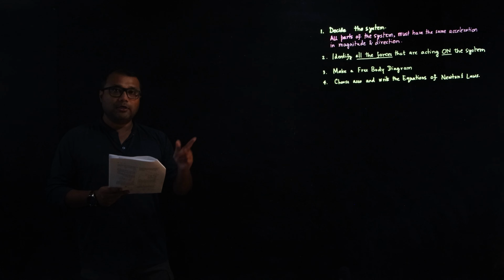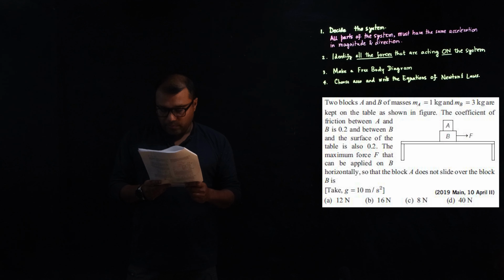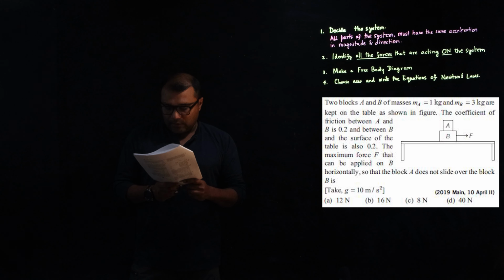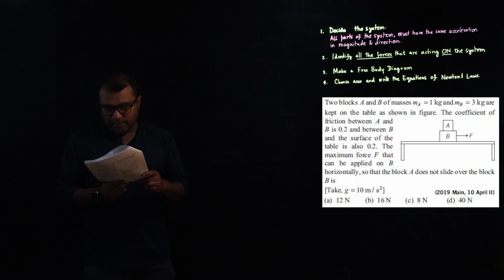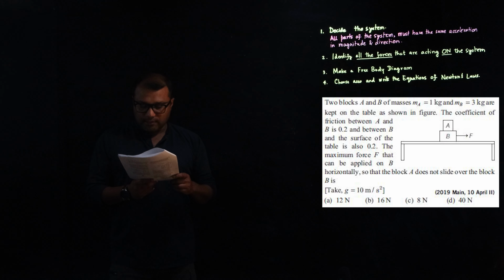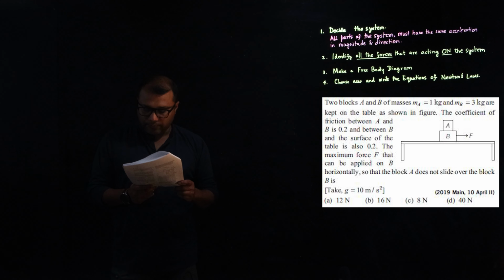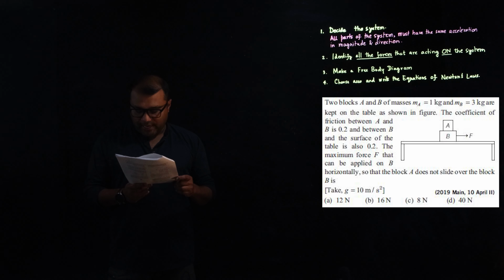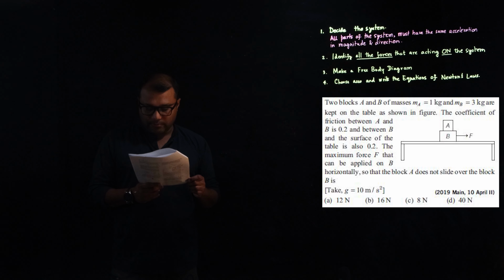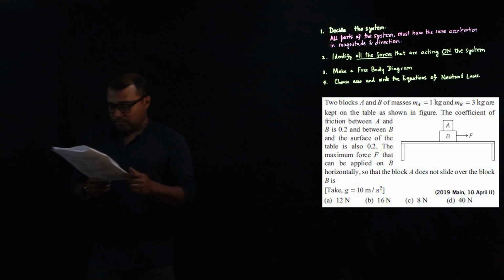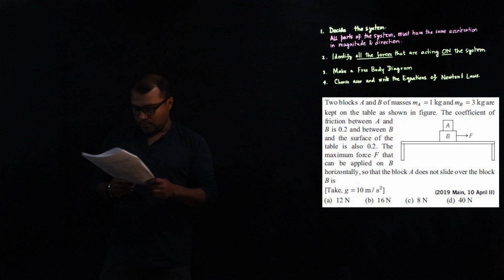Next question is really a good one. I'll put it up on the board. So two blocks A and B of masses MA and MB are kept on the table as shown in the figure. The coefficient of friction between A and B is 0.2 and between B and the surface of the table is also 0.2. The maximum force F that can be applied on B horizontally so that the block A does not slide over the block B is what we have to find out.